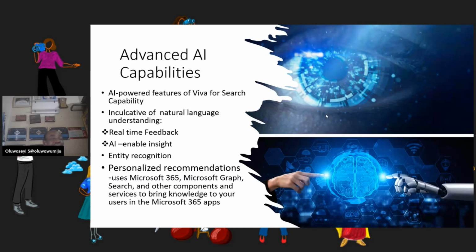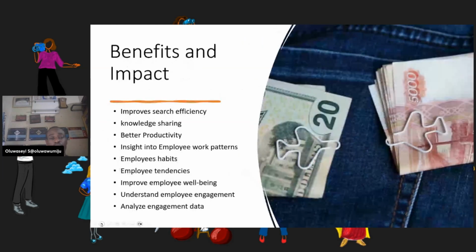And Viva AI capability also ensures that you have entity recognition and the ability to personalize some recommendations for certain staff, because it works across most of Microsoft 365, running its tentacles to Microsoft Graph for proper identity identification, and also components like bringing knowledge and connecting knowledge to almost all Microsoft apps and deriving the right information from there.